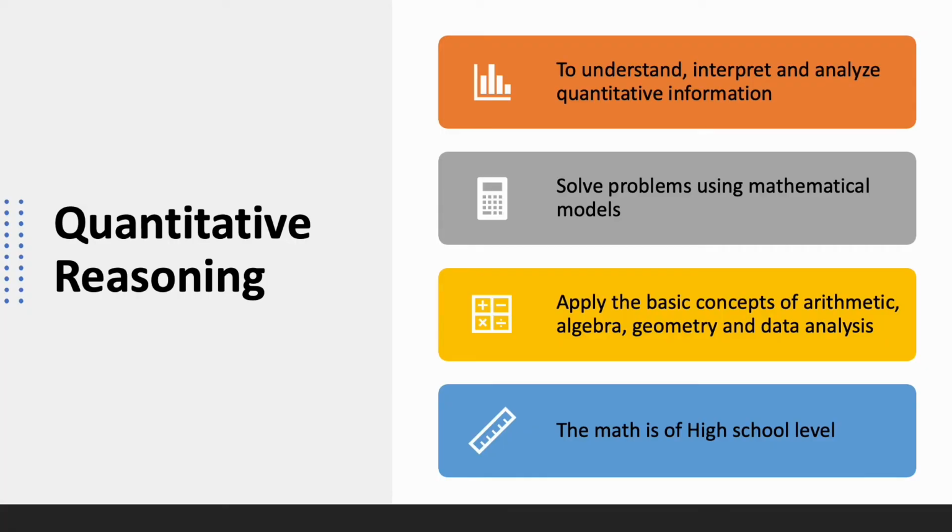Then is the quantitative reasoning. In quantitative reasoning, they try to evaluate if students are capable of understanding, interpreting and analyzing any given quantitative information, or if they are able to solve problems using simple mathematical models, not state of the art or advanced models, but simple mathematical models and some simple arithmetic. They are able to use simple concepts of algebra, arithmetic, geometry, and data analysis. And believe me, the math is simply high school level, not that advanced.